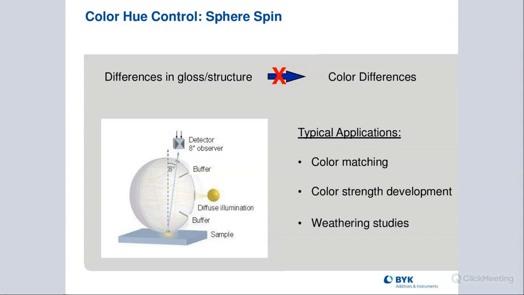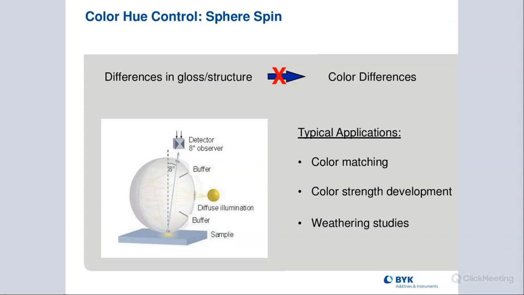Specular component included sphere applications. This is where the sphere-based instruments would see those two samples as matching exactly. So they're very close to one another. And that is because they ignore the surface structure of the sample. So it doesn't see the difference between a matte and a glossy sample, or even a glossy sample and a structured surface.